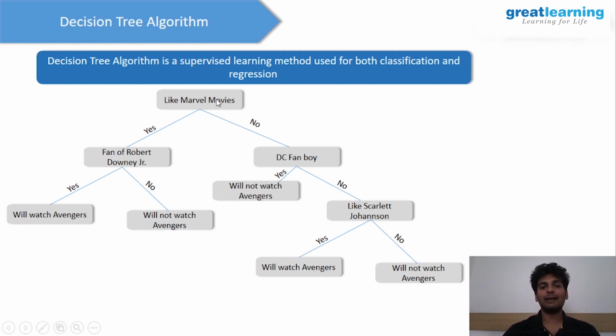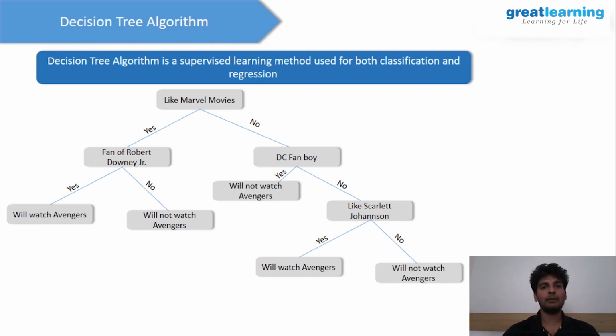Similarly, if I don't like Marvel movies, then the next condition would be whether I'm a DC fanboy or not. If I am a DC fanboy, then I will definitely not watch Avengers because I'm anti-Marvel. So that is why I'll not go and watch Avengers. But on the other hand, if I'm not a DC fanboy, but I really like Scarlett Johansson, then I will go and watch Avengers. But if I don't like Marvel movies, I'm not a DC fanboy, and I also don't like Scarlett Johansson, then I'll not watch Avengers.